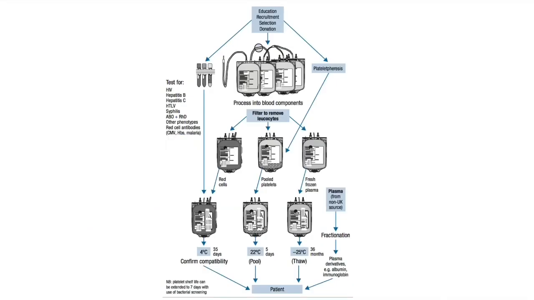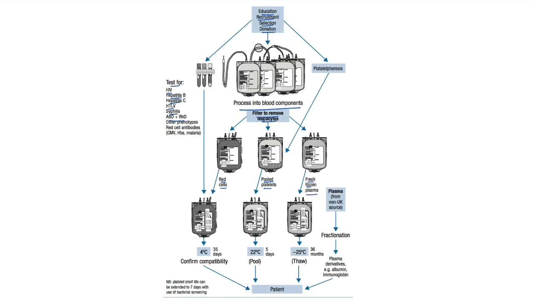This picture shows the various blood components. First, we have to do education, recruitment, selection and donation. Then we have to test the blood for HIV, hepatitis B, hepatitis C, human T-cell leukemic virus, syphilis, ABO blood group and RH antigen. Then we have to process the blood into blood components. We have to use filter to remove leukocytes. We'll get packed red cells, pooled platelets and fresh frozen plasma.